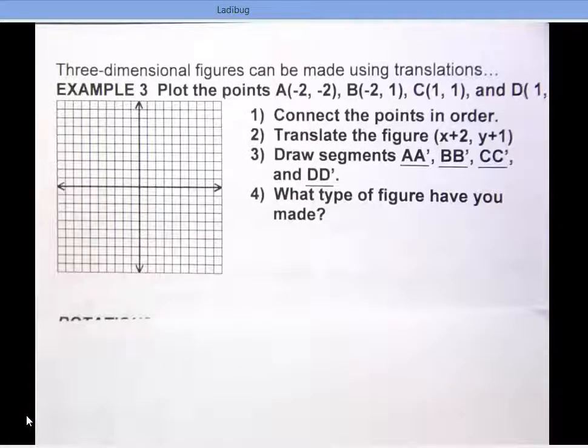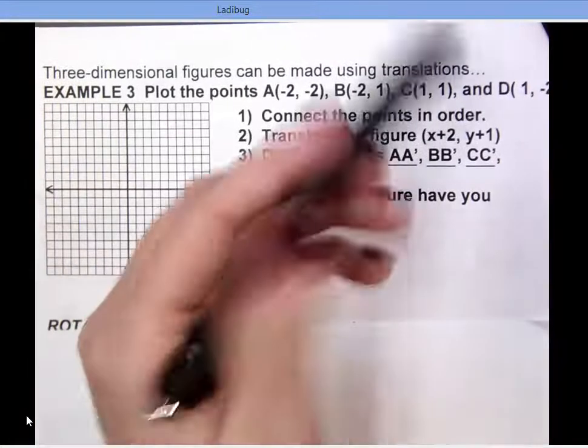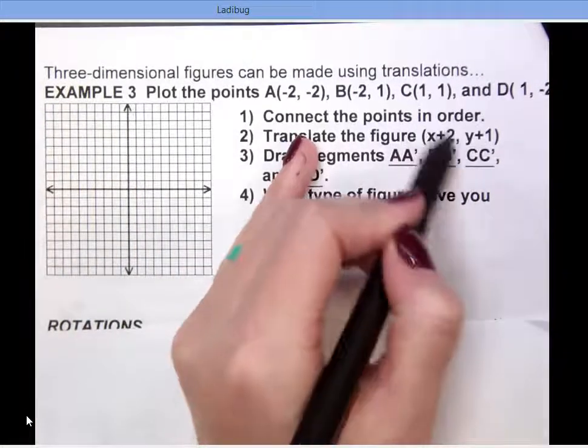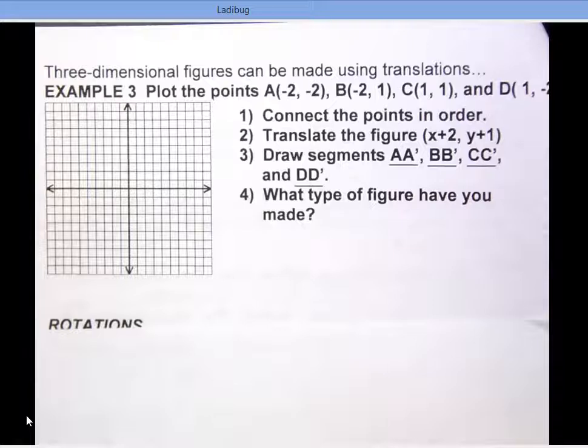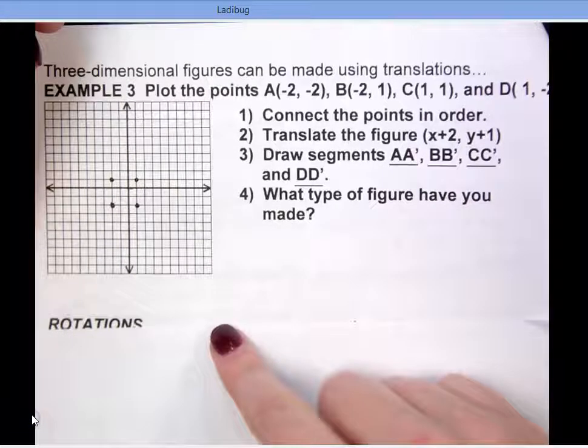Okay, for this problem, I want you to do it by yourself, and then I will show you the answer. So pause the video right now. I want you to plot these 4 points, A, B, C, and D, and then translate each one of them. Add 2 to the x value and add 1 to the y value. And then pause it, and I'll show you the answer.